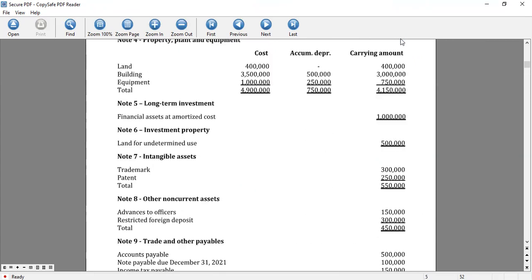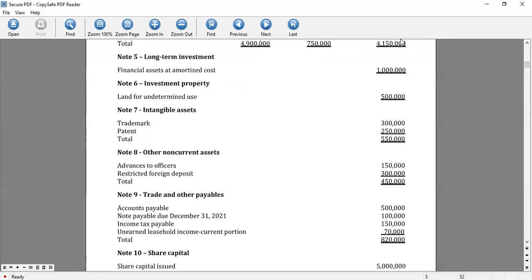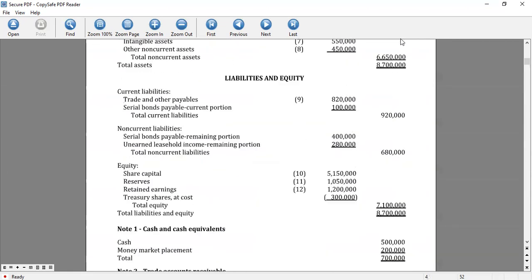Okay. Note number 10, we have share capital issued of 5 million. And we have stock dividends payable given at 150,000. So the stock dividends payable included among the liabilities. However, this is part of your equity section. So 150,000. That's why our total equity is 5,150,000 for the share capital.